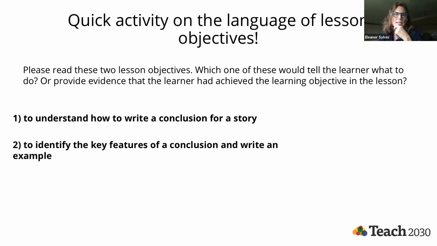So the first one is to understand how to write a conclusion for a story. And then the second one is to identify the key features of a conclusion and write an example. So which one do you think is the more effective lesson objective? Do you think 1 or 2? To understand how to write a conclusion for a story, or to identify the key features of a conclusion and write an example? Thank you, Nikita.